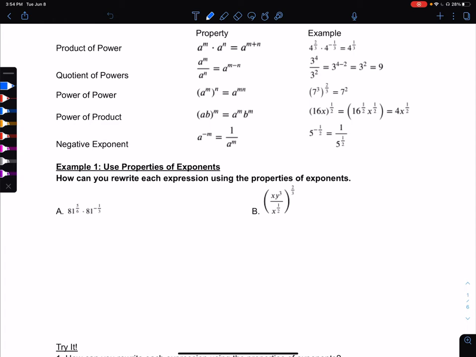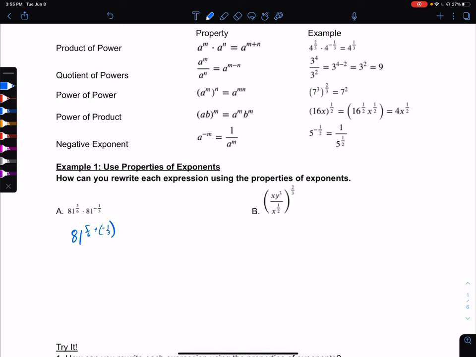And what we have here is our product of powers. So what we're looking to do is we're multiplying the bases, and when you do that, you can add up the exponents. So you would have m plus n, and in our specific example, we would have 5/6 plus negative 1/3. So this is going to become 81 to the 5/6 plus negative 1/3 power.